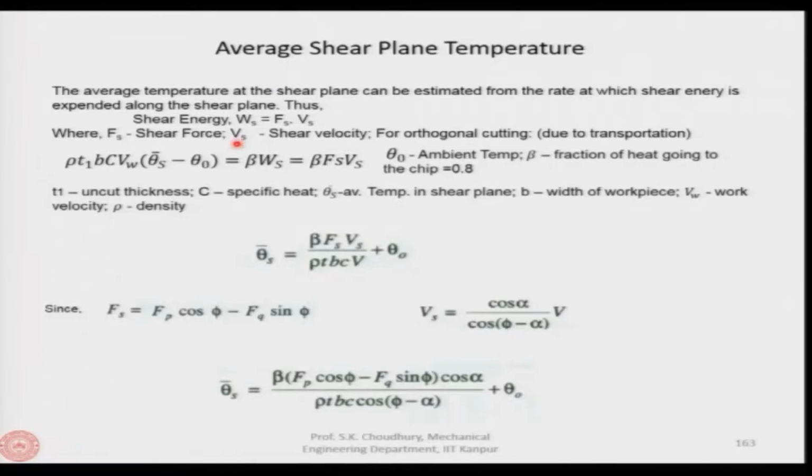So, there is a thermal model through which we can find out the average shear plane temperature, and if you see the slide, I will repeat once again that it can be measured from the rate at which the shear energy is expended along the shear plane, where Ws is the shear energy, which is equal to Fs into Vs. So, for orthogonal cutting, due to transportation, heat is being transported.